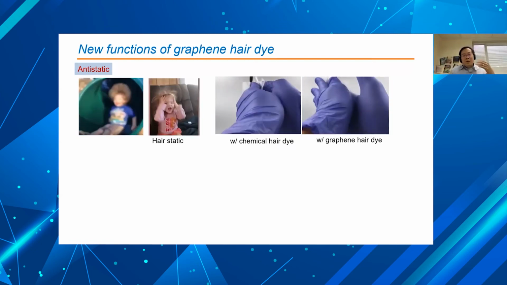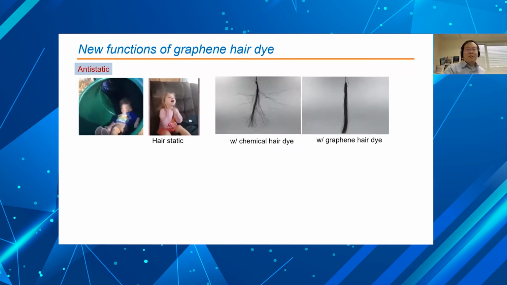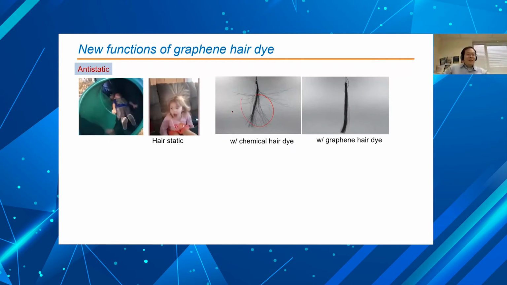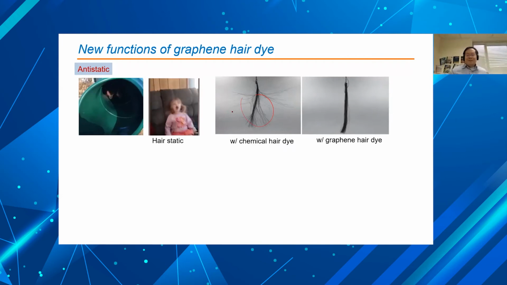If you rub them with plastic sheets, you're going to electrostatically charge them up. So this is what you normally expect, right? The hair will fly up. But the graphene hair dye is anti-static. So you're not going to have this annoying flyaway problem, okay?